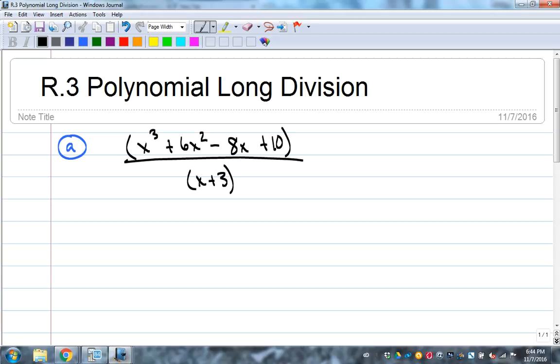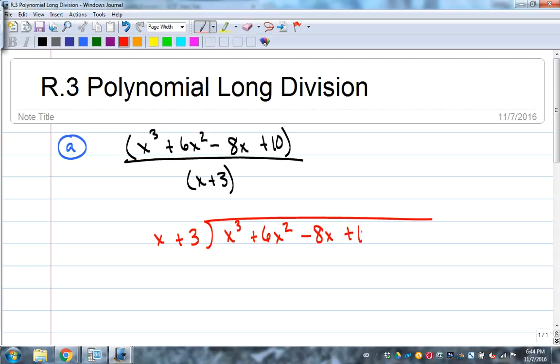Written like a fraction, that just means division. So we're going to do long division here, and I'm going to put the x plus 3 on the outside. It's not a square root symbol, it's the old long division symbol from ages ago. So we've got x to the third plus 6x squared minus 8x plus 10.